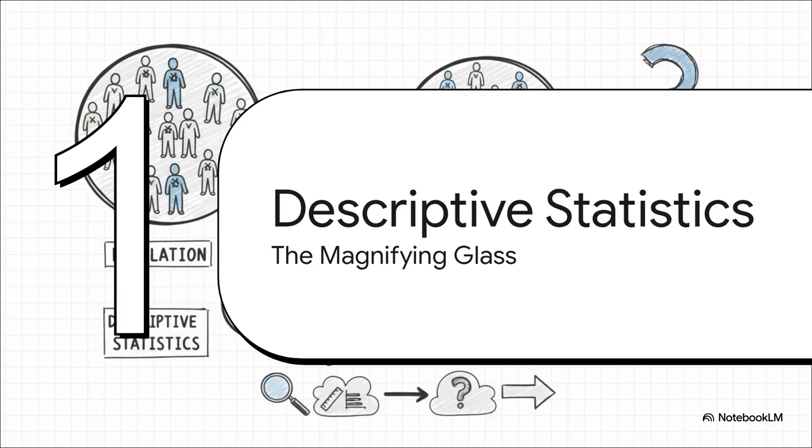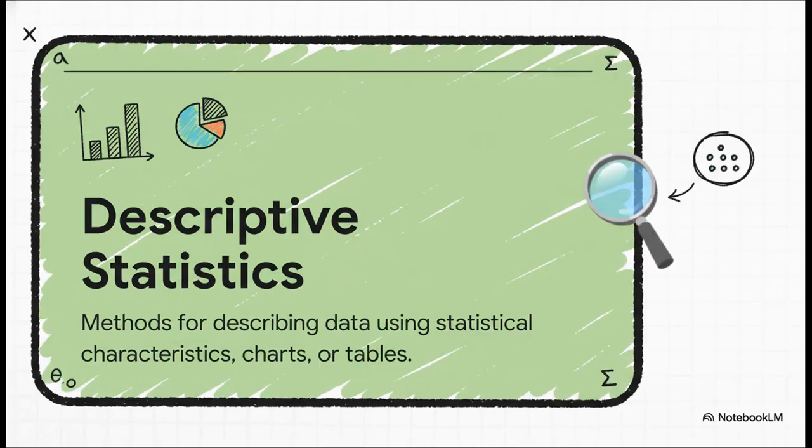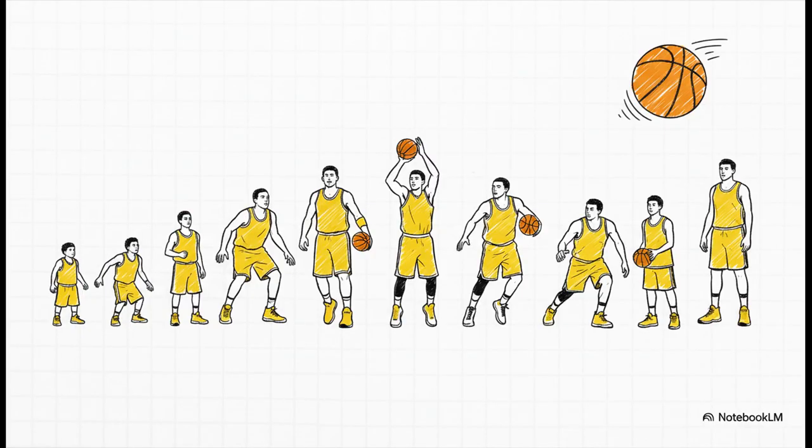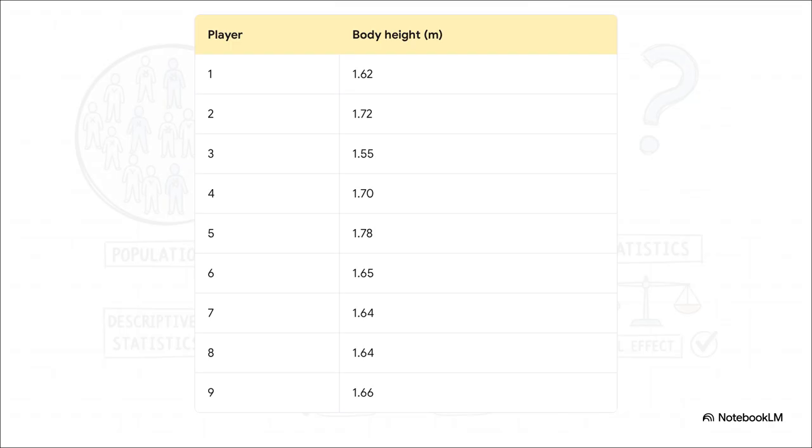This is descriptive statistics. This is all about the here and now. It's about describing what you can see right in front of you. We're not guessing, we're not predicting, we are just using numbers and charts to get a really clear, simple summary of the data we've actually collected from our sample. That's it. To make this super concrete, let's just imagine we've gone out and measured the heights of 10 basketball players. So here's our data, our sample.